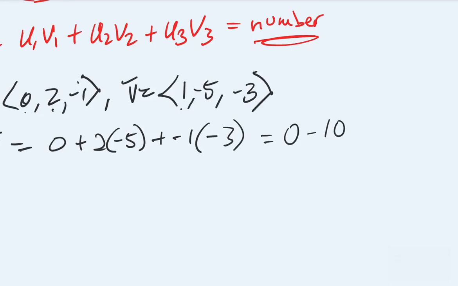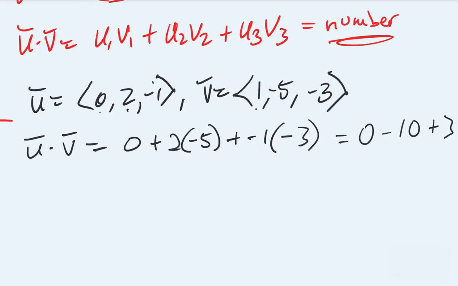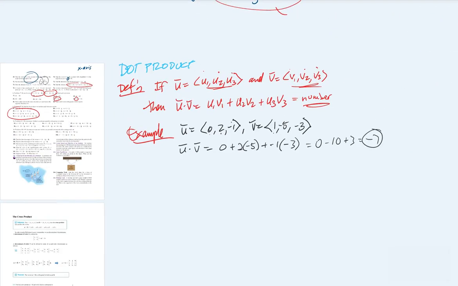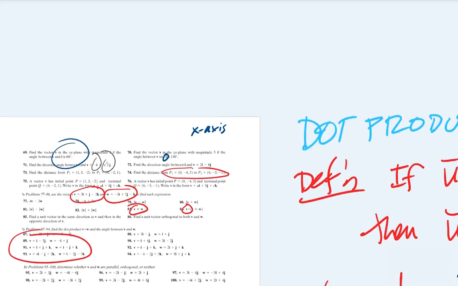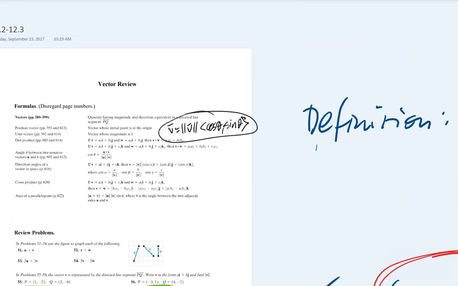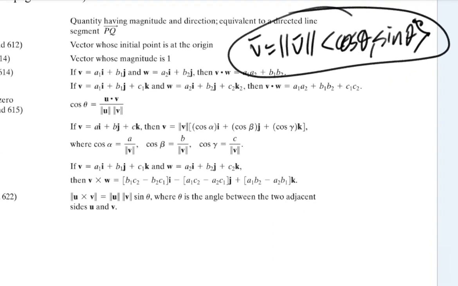0 minus 10 plus 3 is -7. Okay, so -7 is our dot product. All right, so where does this come in? Well, if you look, there's a formula that we're going to use for the dot product, and it is this one right here.